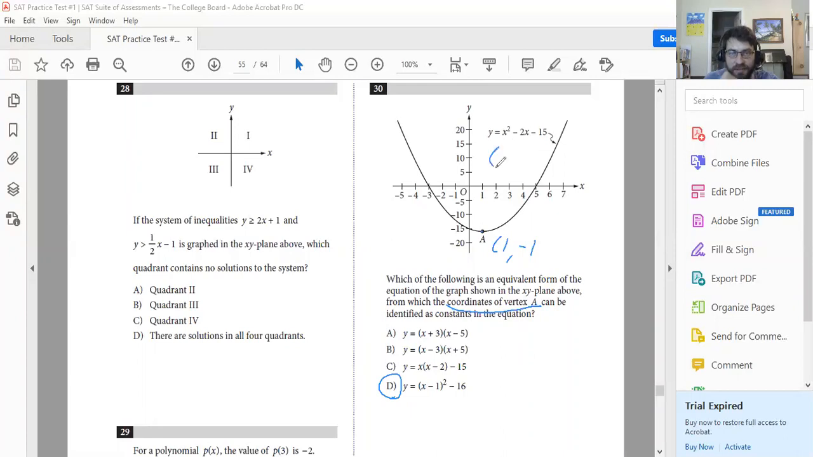Yeah, if you factored this, it would be x minus 5, x plus 3, but that won't give the coordinates of the vertex of A. These will give the roots of A. Well, wait, this one will give the roots of A. This one gives the vertex. And these two equations are equivalent, that first one and the last one, but only this one gives the vertex of A. And that's why this would be our answer.